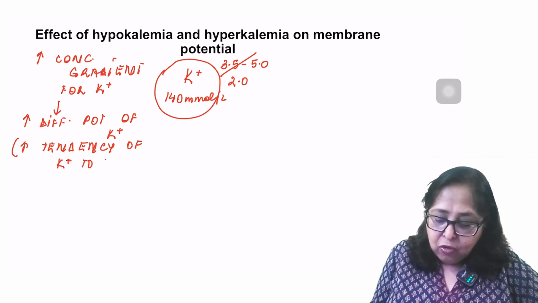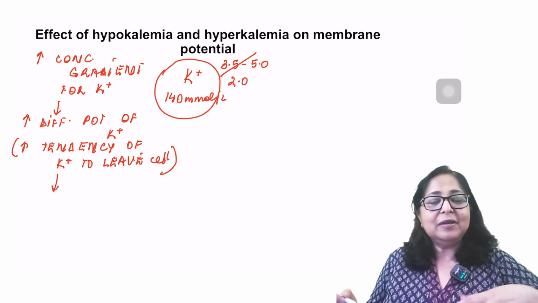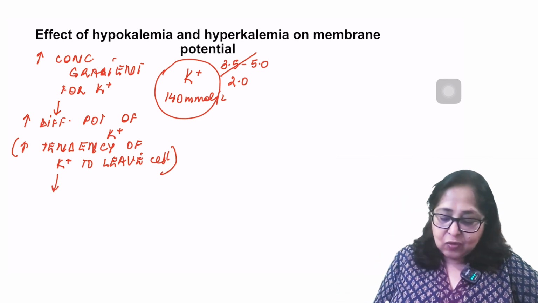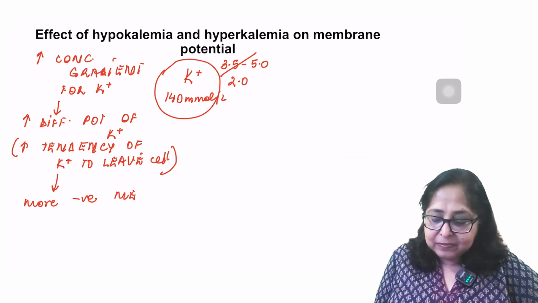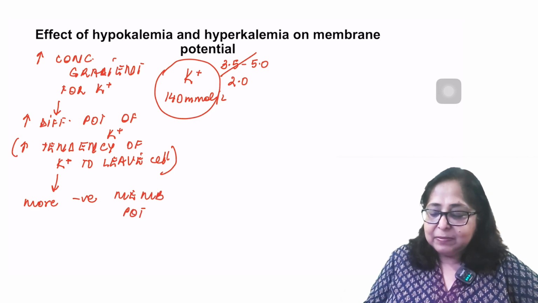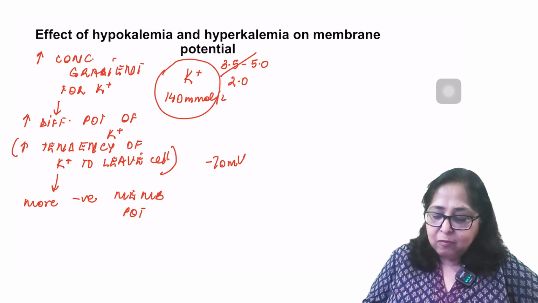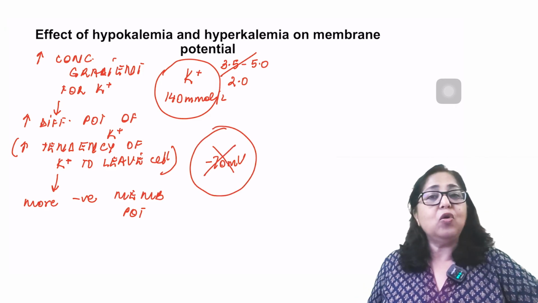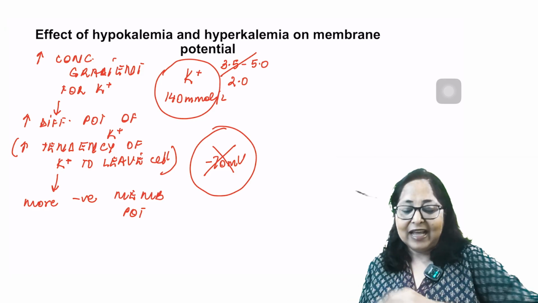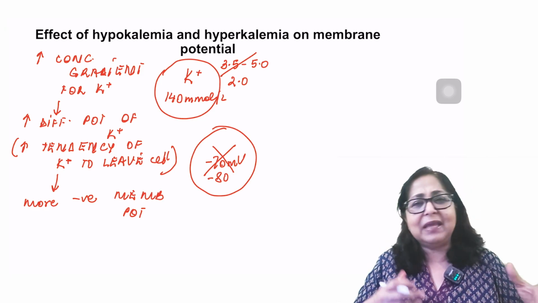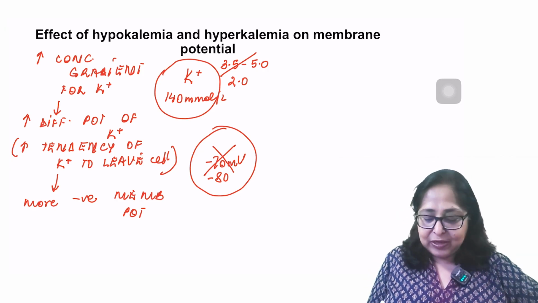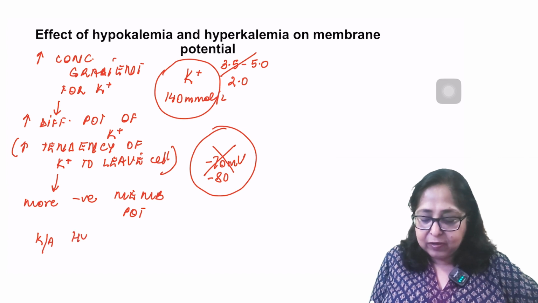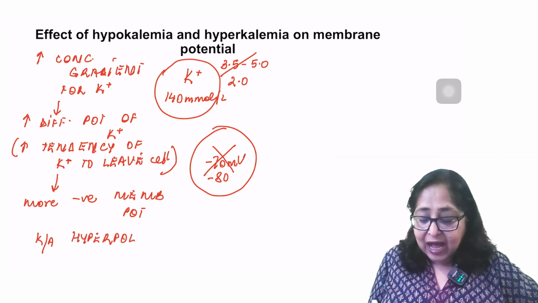If you have more positive charge leaving the cell, that means a more negative potential inside. So this causes a more negative membrane potential. Where the resting membrane potential is minus 70 millivolts for most neurons, now it becomes even more negative because more potassium has gone out of the cell. So it may be minus 80, minus 85 millivolts, right? When it becomes a more negative potential, we call it a hyperpolarization.